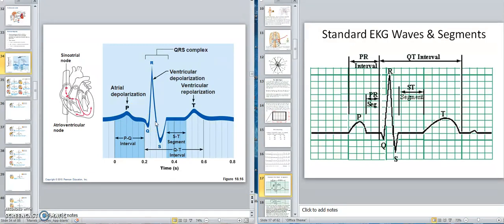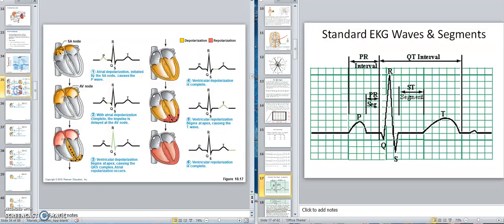Okay? So here would be the sequence. Here's the SA node, which ultimately causes the atria to depolarize. That would give the P wave. Now we're getting to the AV node. At the AV node, that's this right here, which we call this interval. See this interval right here from there to there? That's the PR segment.